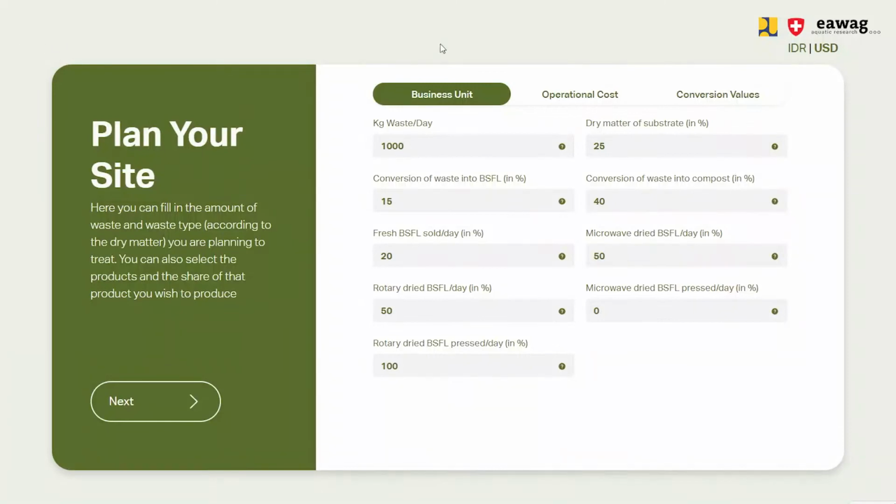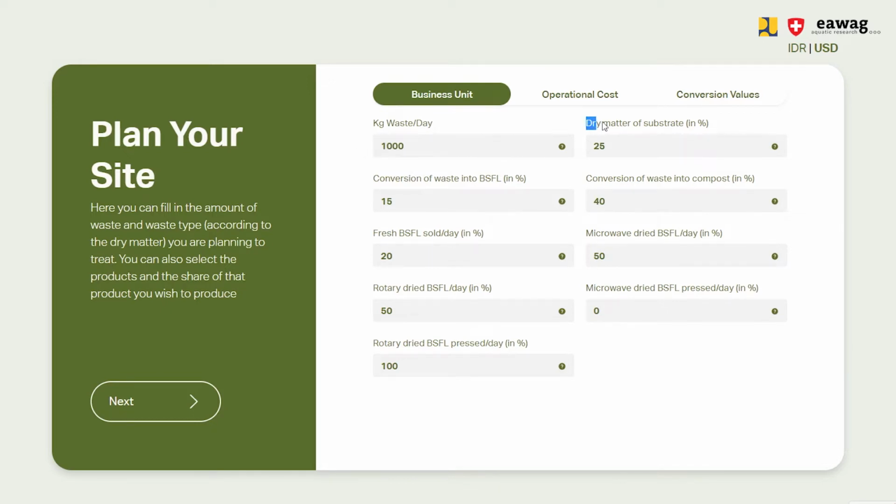So first we start with the first of 3 pages with input values. This page is called the business unit. In the business unit, all values that relate to your business case in terms of inputs and outputs are covered. We start first with the input on the amount in kilograms of waste per day that you are going to treat. Here you fill in how much waste you expect to treat in kilograms.